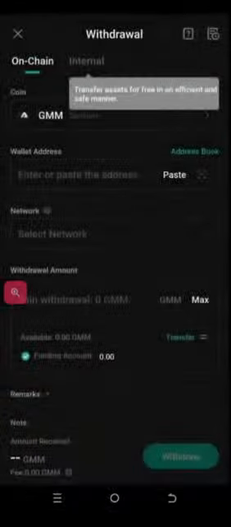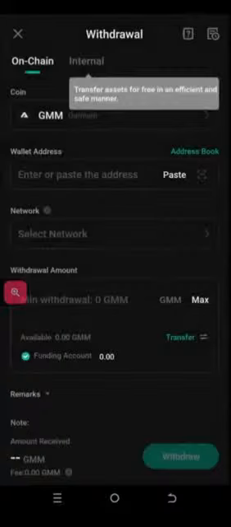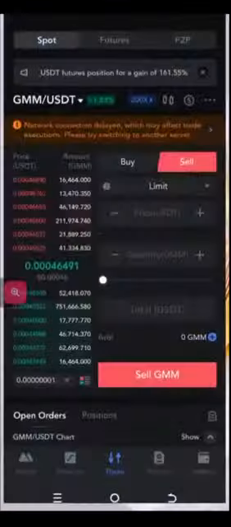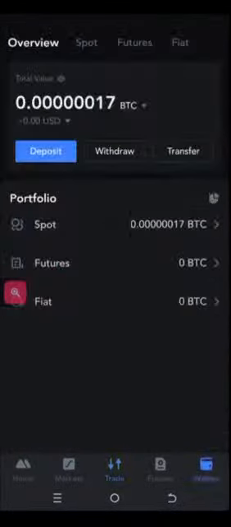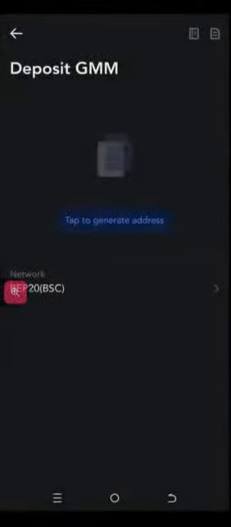Let's go ahead and see whether we can deposit it into MEXC. It has to be the same network. Okay, let's go ahead and deposit it. Okay, GMM, is it BEP20? Yes, it's BEP20, which is good.